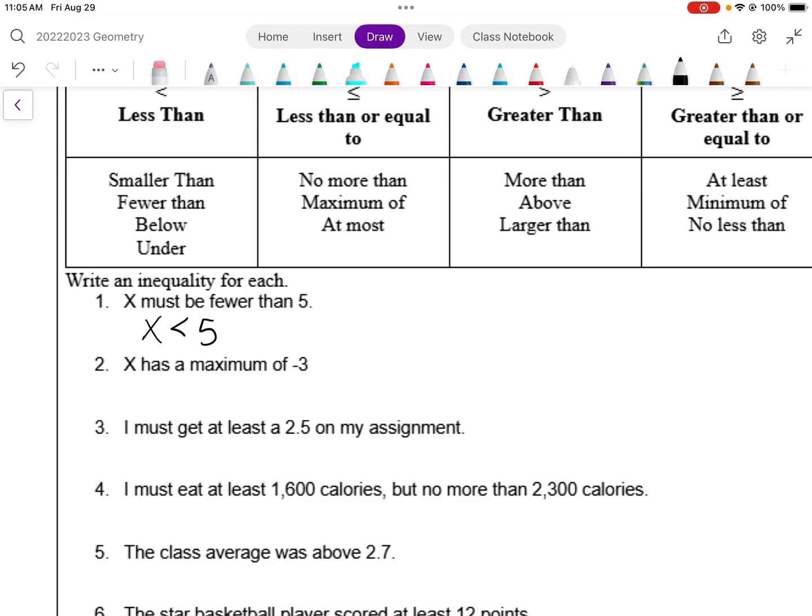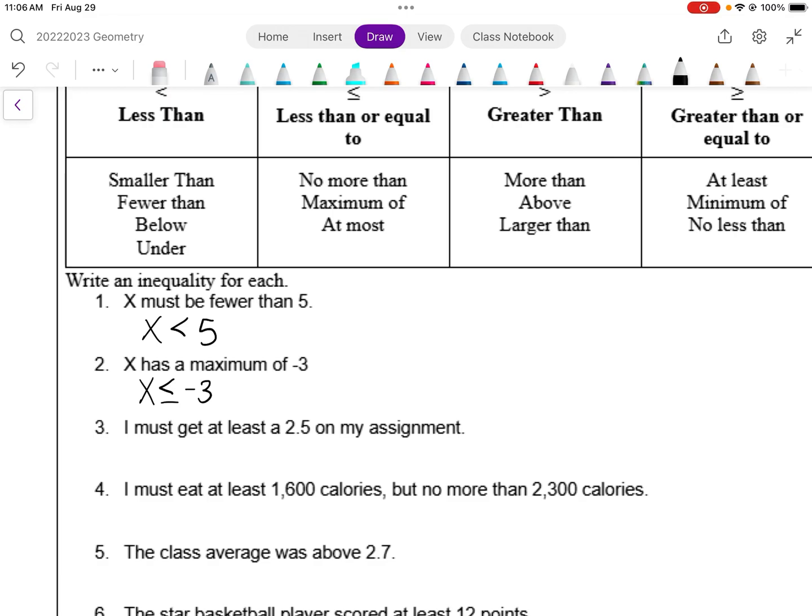All right, x has a maximum of -3. A lot of people get maximum and minimum confused when they're doing their greater than or less than. But if x has a maximum of -3, that means -3 is the highest number that x could be. So it has to actually be lower than that. So we're going to use the less than or equal to. X is less than or equal to -3. That means it can be -3 or anything lower than that, because -3 is the maximum.